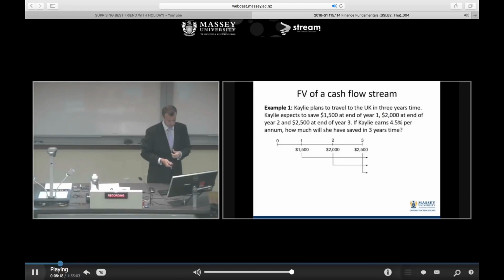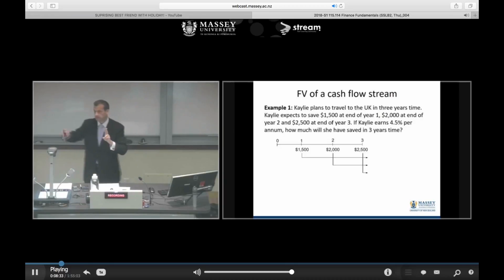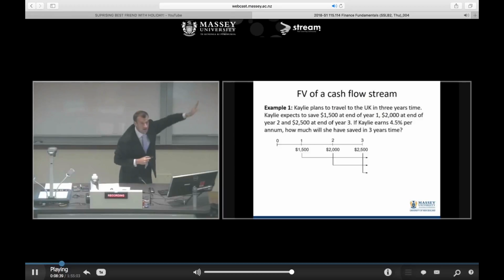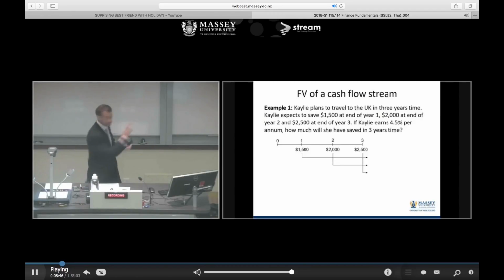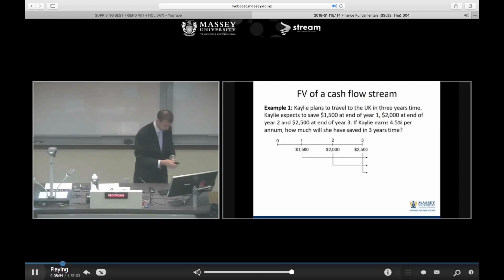So that 1,500, we can now visually see, she deposits at the end of year 1. It'll be in the bank account for 2 years, all of year 2 and then all of year 3. She's leaving at the end of year 3. So the 1,500 will end up with 2 years of interest. This is where a timeline helps: you can quickly see, and use your finger to count if you want to, how many years of compounding there are. It becomes much more visual than just trying to think about it in your mind.